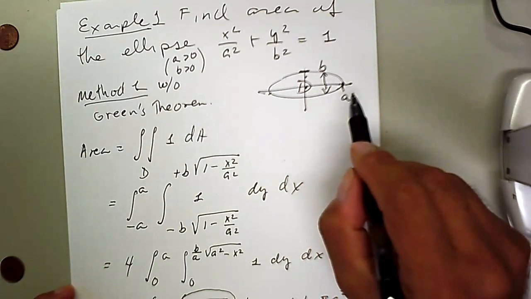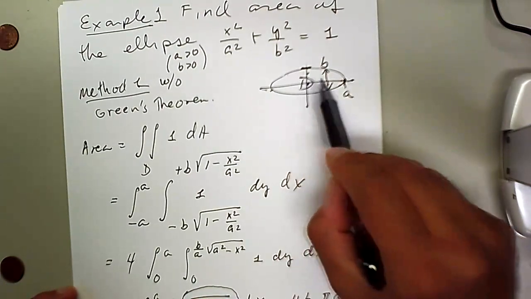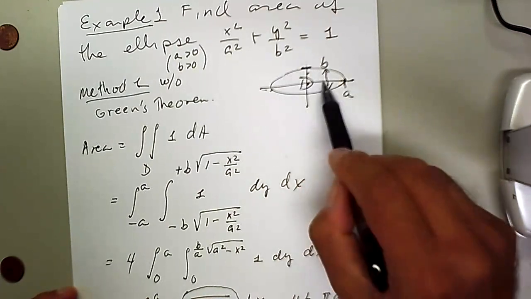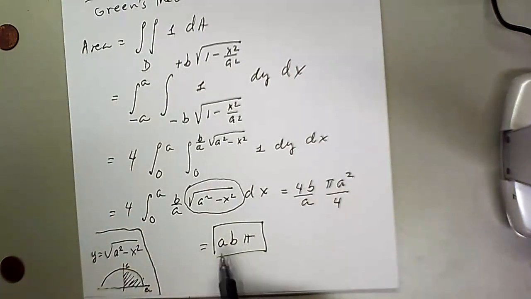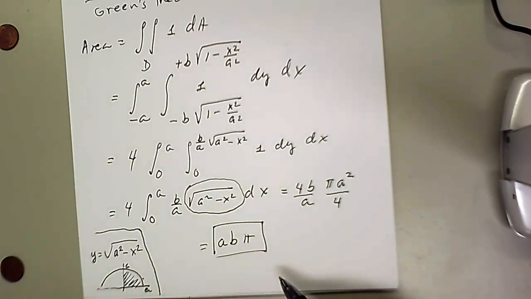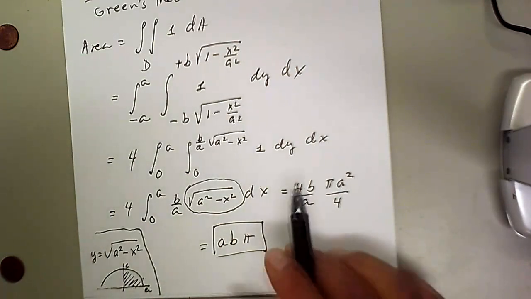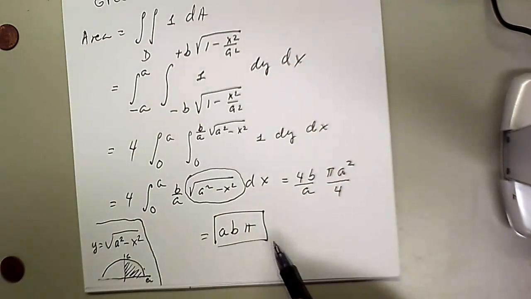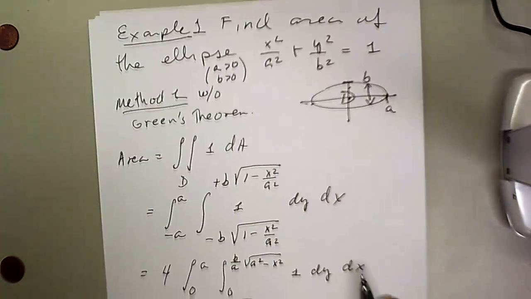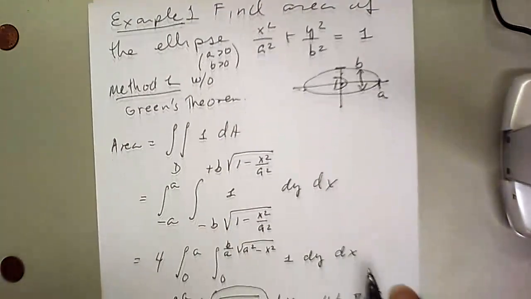Circles are ellipses just like squares are rectangles, where if this b is equal to a, then we have a circle. So if a is equal to b, we have a circle, and the area would be a squared times pi, which would be the same thing as the radius squared times pi. So this does not contradict what we already know about circles. It enhances it. Okay, so we used method 1, which was without Green's theorem.